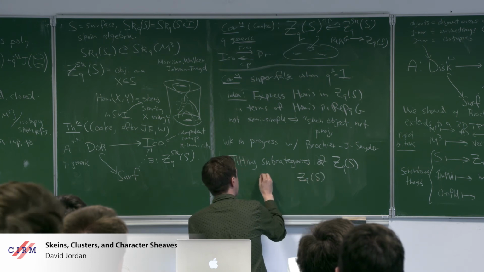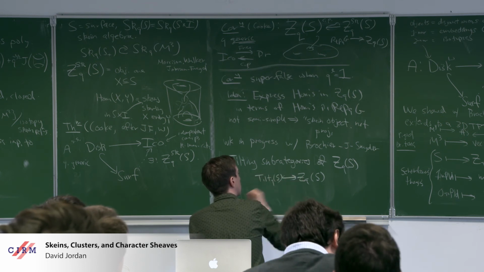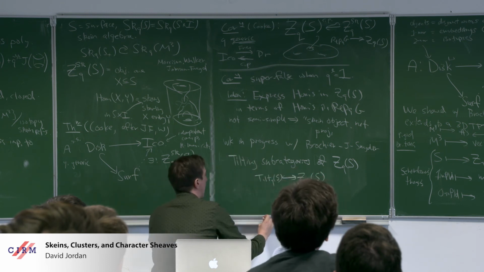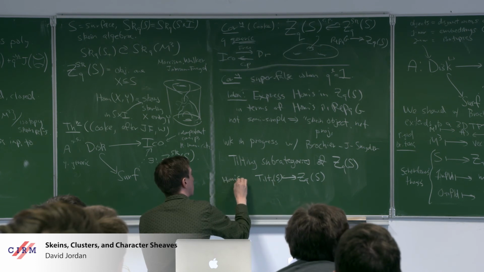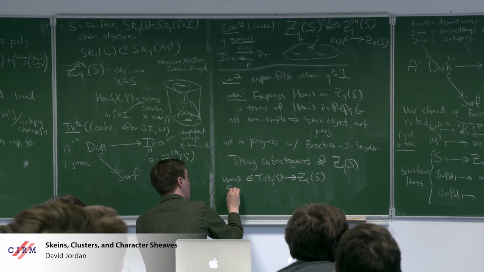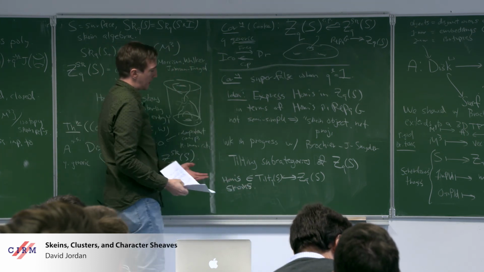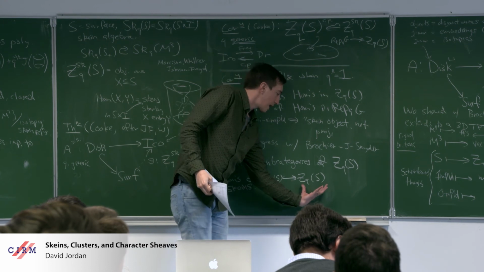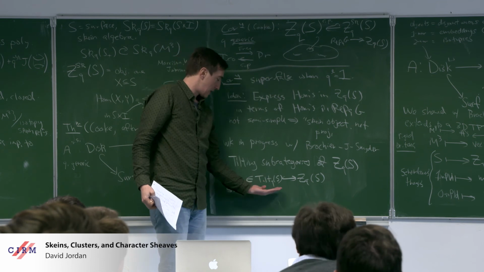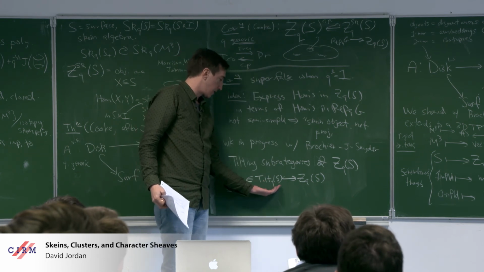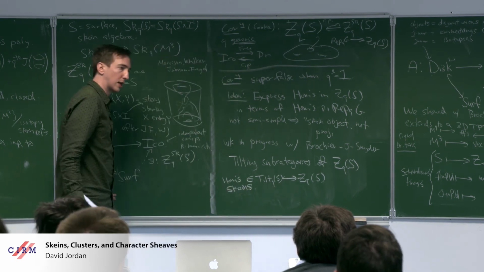So we have ZQ of S. It has a certain tilting subcategory inside here, and homs in the tilting subcategory are given by Skeins. So what it's saying is that this category, its compact projectives, its structure as a category, is not the same as tilting modules, but there's a subcategory of tilting modules that behave just like Skein modules.